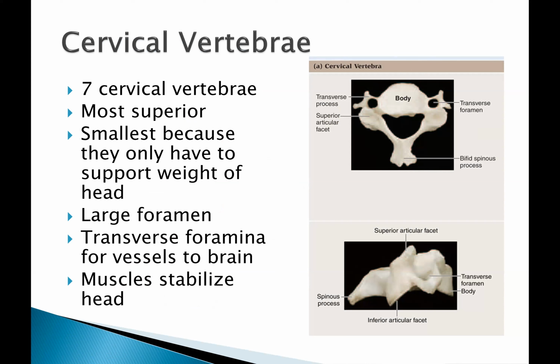There are 7 of them, C1 through C7. These vertebrae are the most superior, so they are closest to your head. They are in your neck, right?